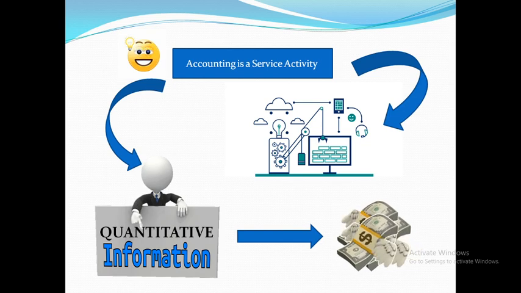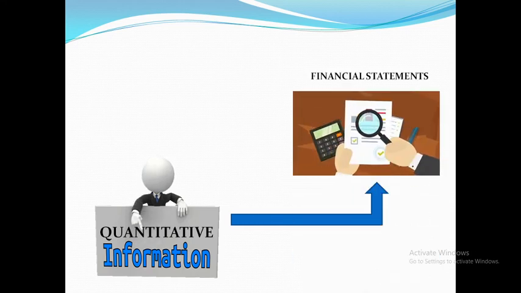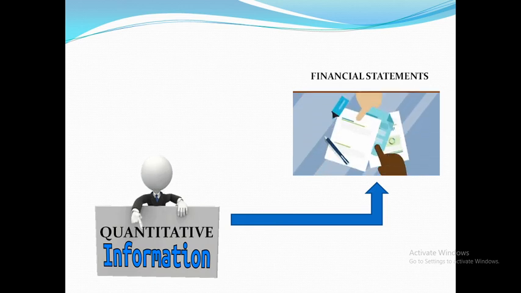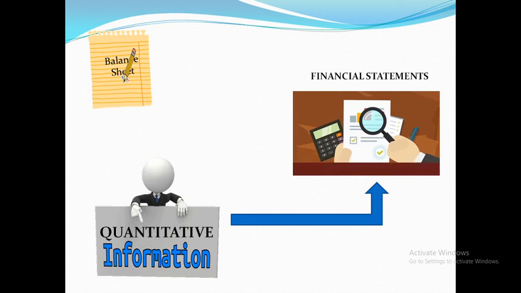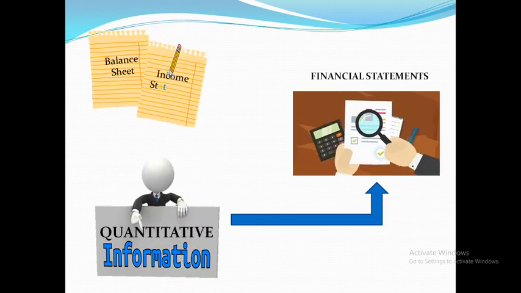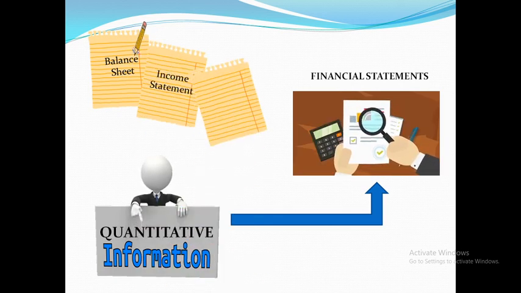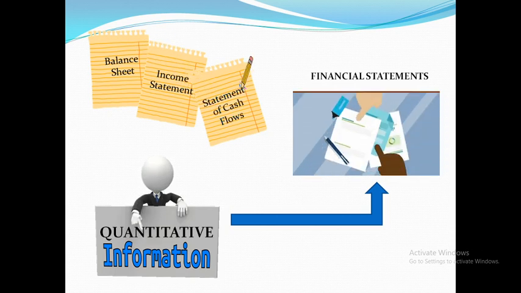Would you like it to have a franchise of it, or if it is developing, are you going to expand it, and so forth and so on. Okay. So, what are these quantitative information that we are talking about? These are what we call the financial statements. These financial statements are, we have the balance sheet, we have also the income statement, and last but not least, we have the statement of cash flows.